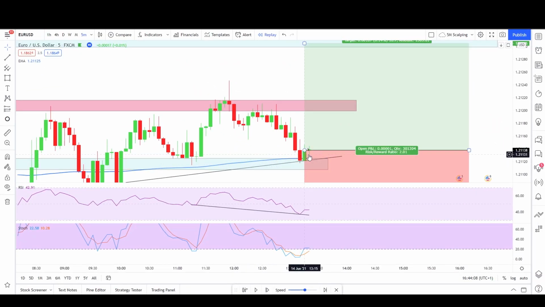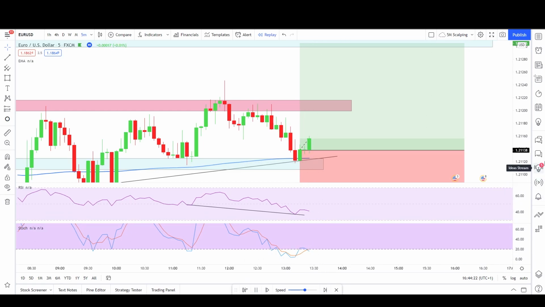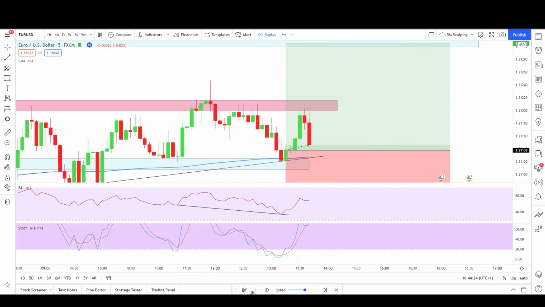So as you can see, we have a bullish engulfing candle. The EMA is definitely below the candlesticks. RSI made a new lower low. We have a stochastic crossover to enter. So let's turn the replay tool on and see how this trade actually went based on this strategy.